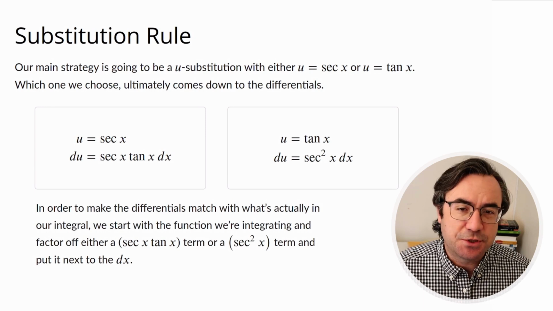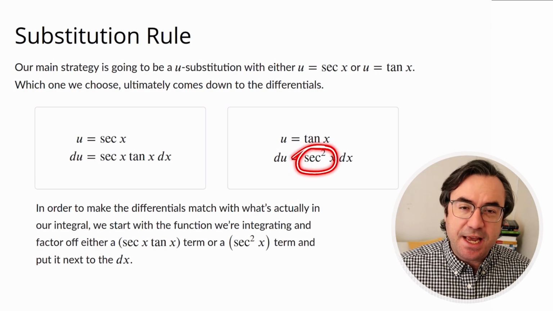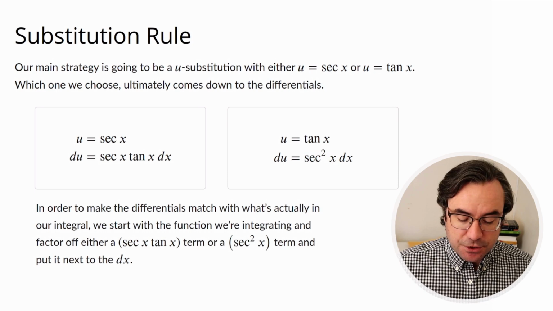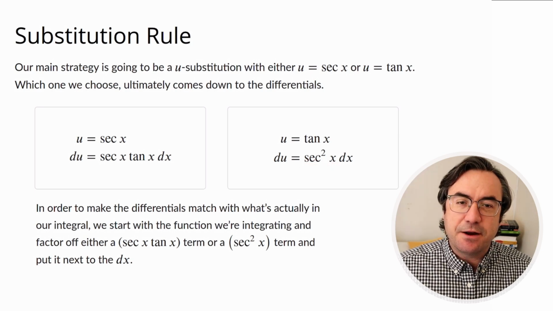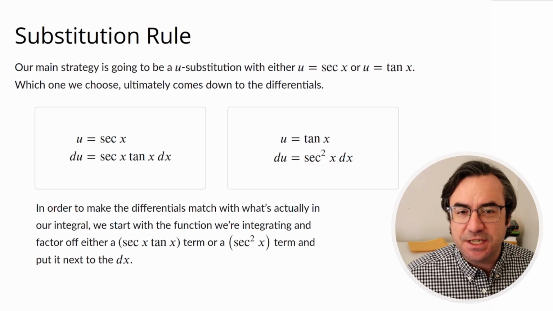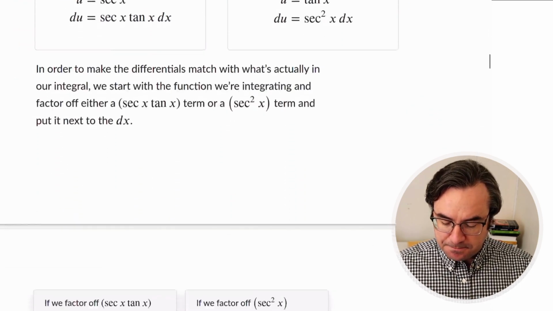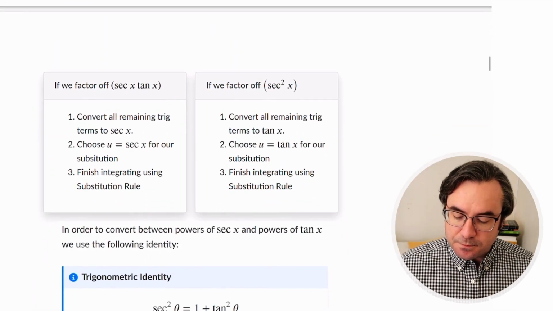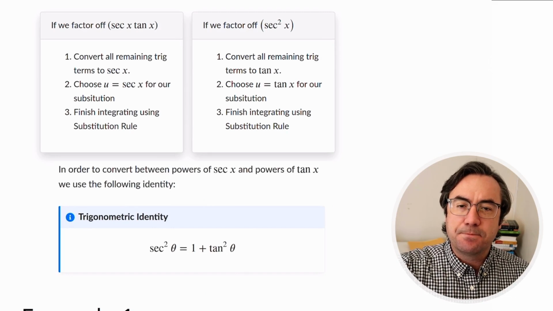Now, if we try the other substitution, let u equal tangent, well, the derivative of tangent is secant squared. So if this substitution is going to work, we need to be able to peel off two copies of secant and put them next to our dx. All right. So let's see how this is going to work.